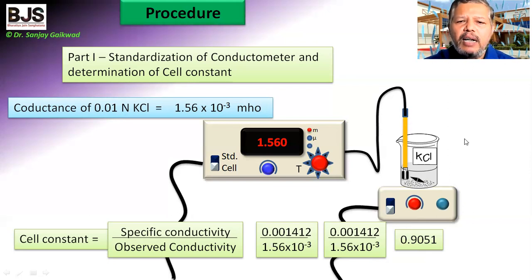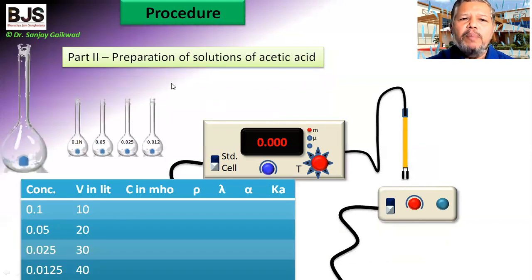Then the third part of the procedure is the preparation of the acetic acid solution. For determination of the dissociation constant, we require a variety of dilutions. If it is a constant, then we can say that this law is obeyed, and therefore we have to prepare four solutions: 0.1 normal acetic acid, 0.05 normal, 0.025 and 0.012, that is, a dilution by 50% in each. Once you prepare these solutions, we have to measure the conductance for each.